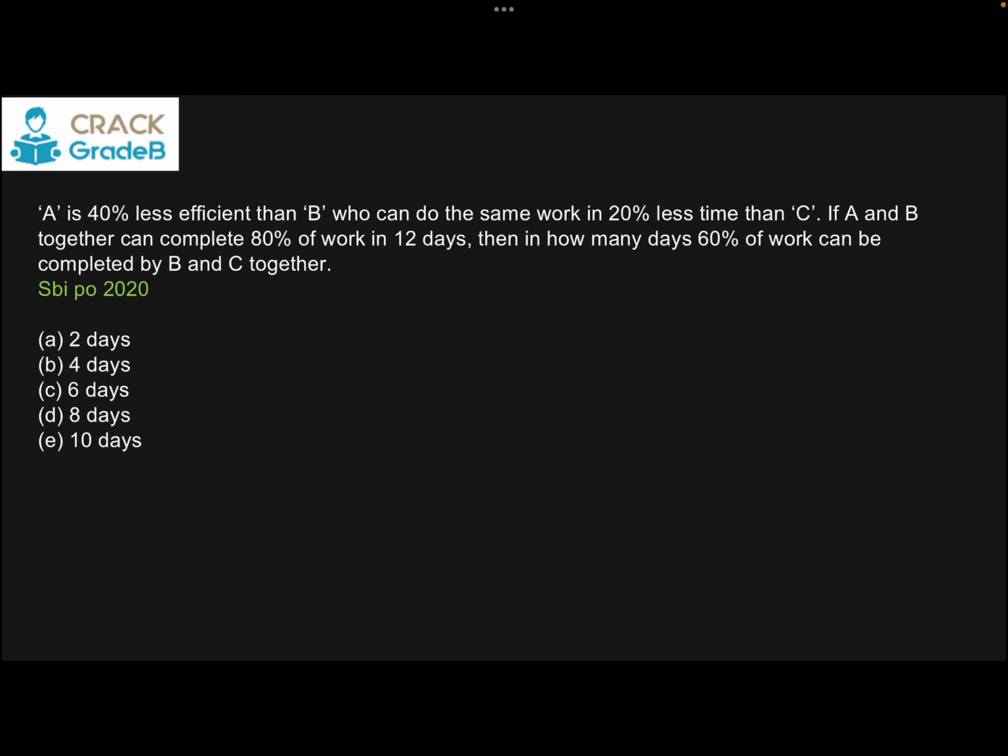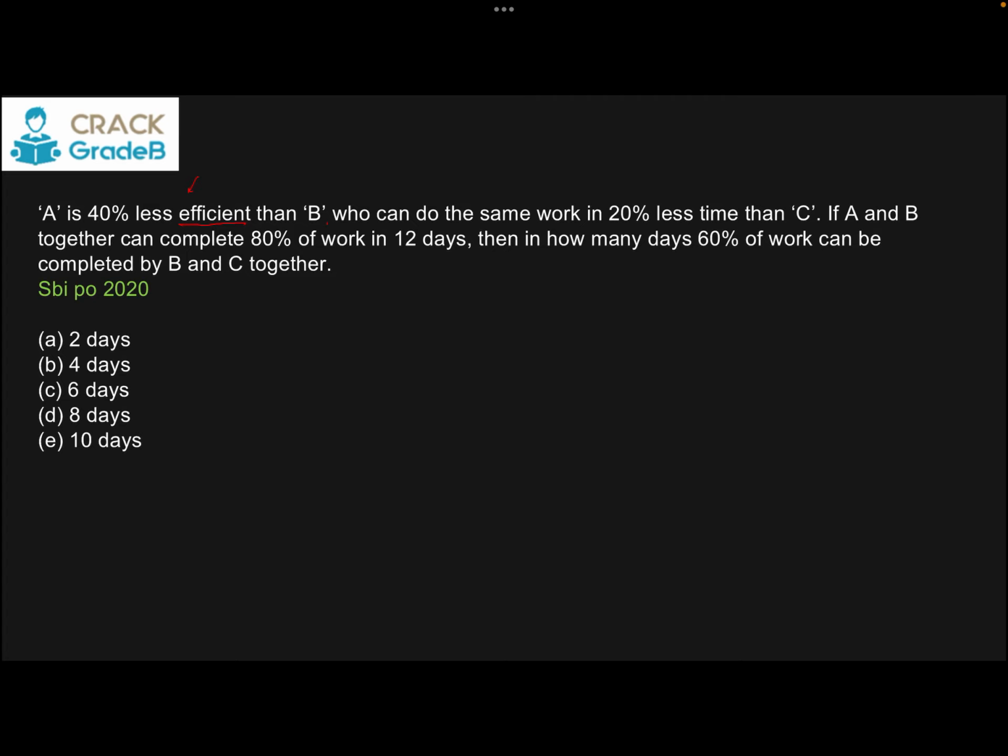Let's see the next one. A is 40% less efficient than B. Now whenever you see the word efficient, please understand the question is easy. You just have to write the efficiency form. Now A is already given 40% less efficient than B, so this part is easy because it is already given in terms of efficiency.